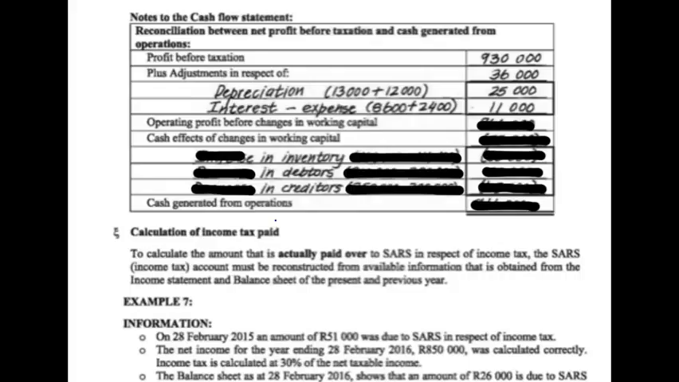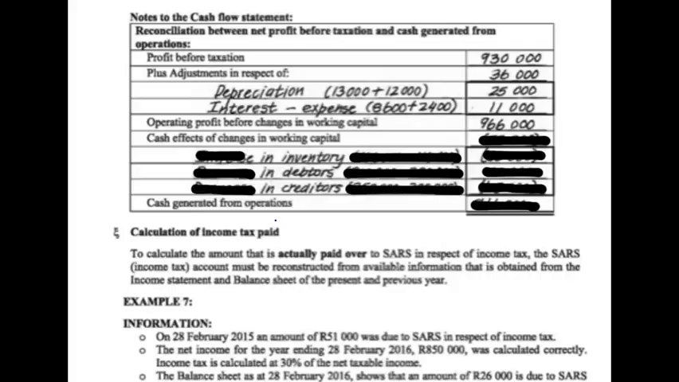So in other words, I've got my 930. I add back into it 36,000 Rand. So my operating profit before changes in working capital is then 966,000 Rand. How did I get that? By adding the 930 plus the 36,000, which gives me 966,000 Rand.